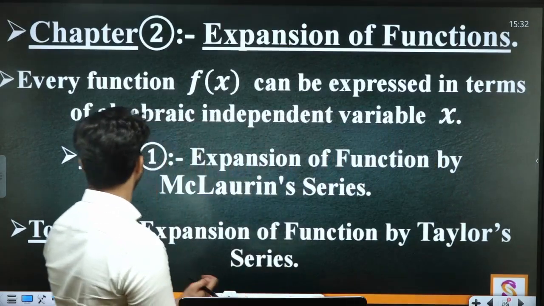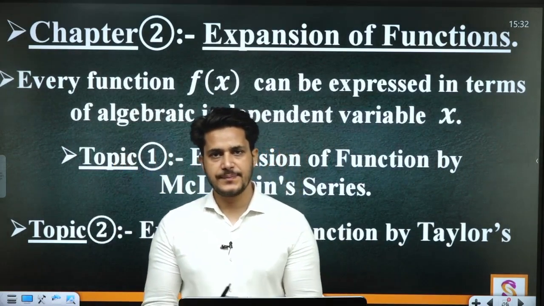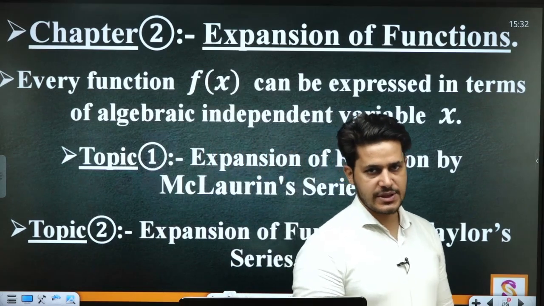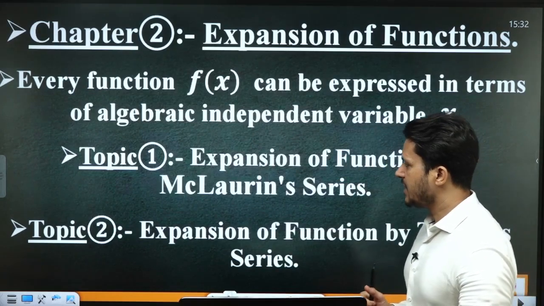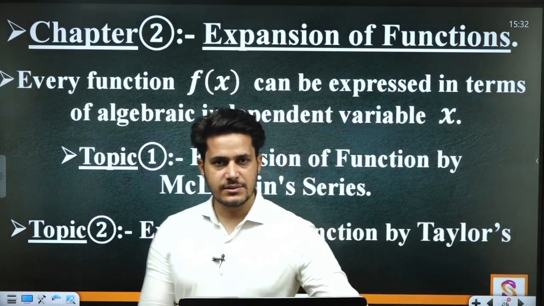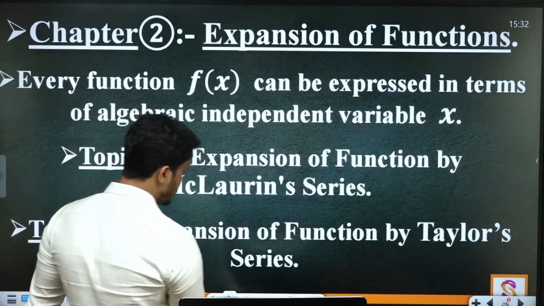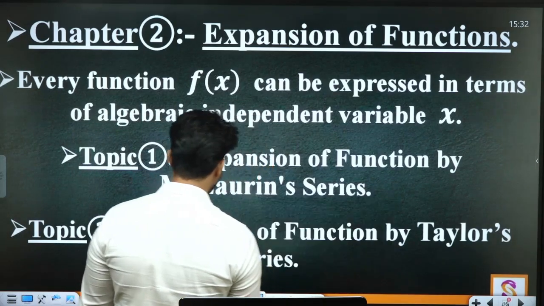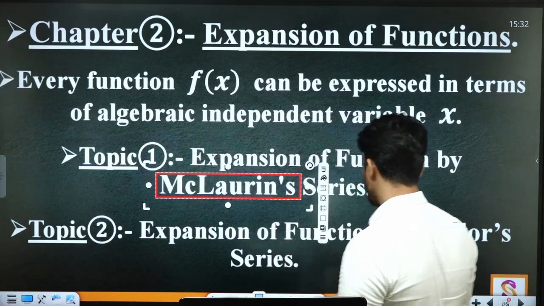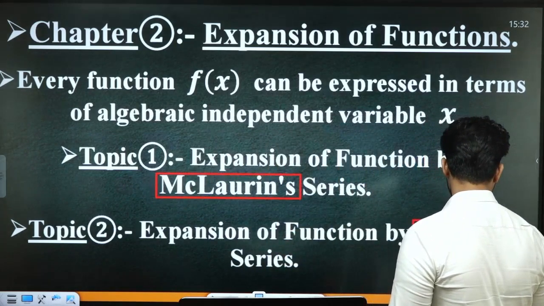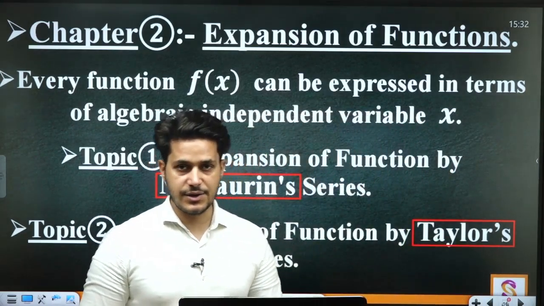Chapter number 2. In chapter 1 we studied limit, continuity and differentiability, as well as mean value theorems. Now this chapter consists of expansion of functions. Actually, there are two topics only. Number one is Maclaurin series, the expansion of function with the help of Maclaurin series. And the second topic is expansion of function by Taylor series. So sometimes in the examination you will get 10 marker questions here.